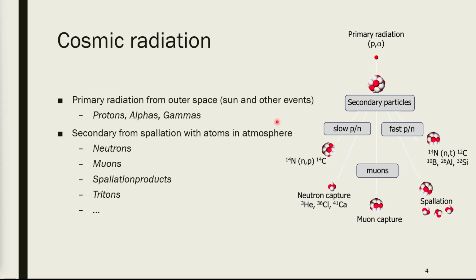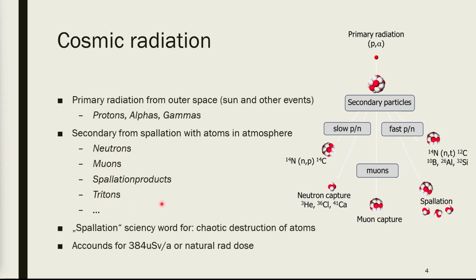They are created when, for example, protons hit atoms of the atmosphere and do a spallation reaction, and these spallation products could be some other exotic isotopes, but also muons, neutrons or tritons or whatever. Spallation is just a sciencey word for chaotic destruction of some atoms. And these spallation products and all of this cosmic radiation, primary and secondary, account for 384 microsieverts a year from natural radiation dose. And this is the origin of the cosmogenic radionuclides.